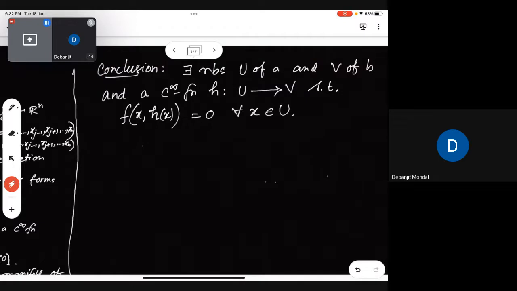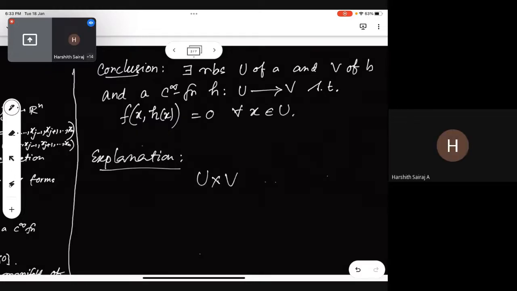But think of this in another way. A little bit of explanation. So consider U cross V. Where is it lying? Is it an open set first of all? It is an open set in Rm cross Rn. Right. Here you can think of this together, to remind the statement. So it is an open set in R^(m+n), right?